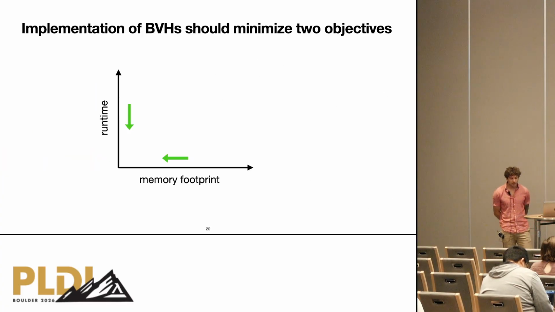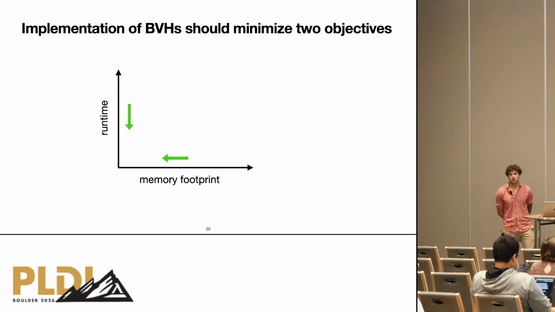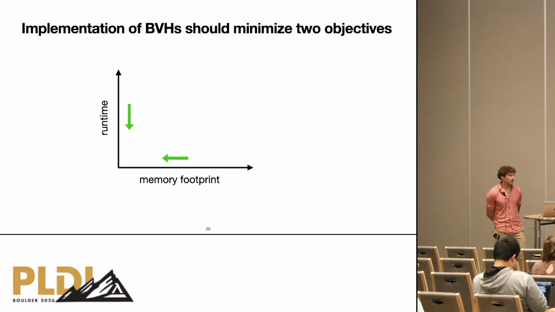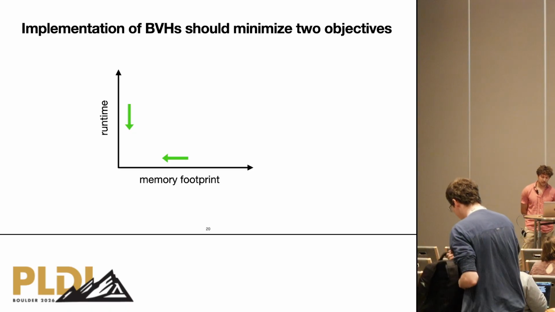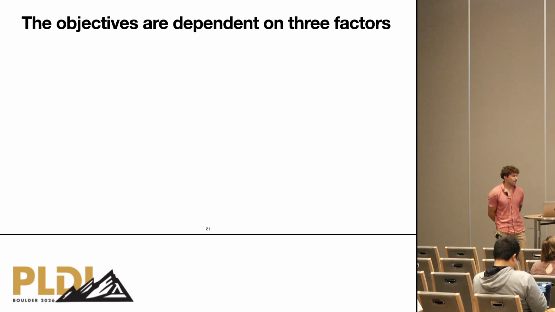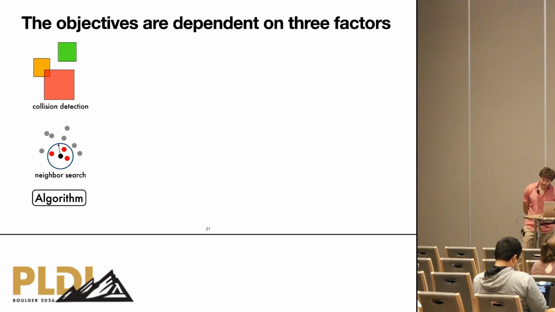And when actually implementing a BVH, what we're trying to do is minimize 2 objectives. This is obviously the runtime performance of the spatial query. That's the entire point of BVHs. But we also want to minimize the memory footprint of the BVH itself as well. And the reason for this is that these can be run on more memory-constrained architectures such as mobile devices. And so what this gives us is not a single optimal layout, but rather a Pareto frontier of layouts to explore.